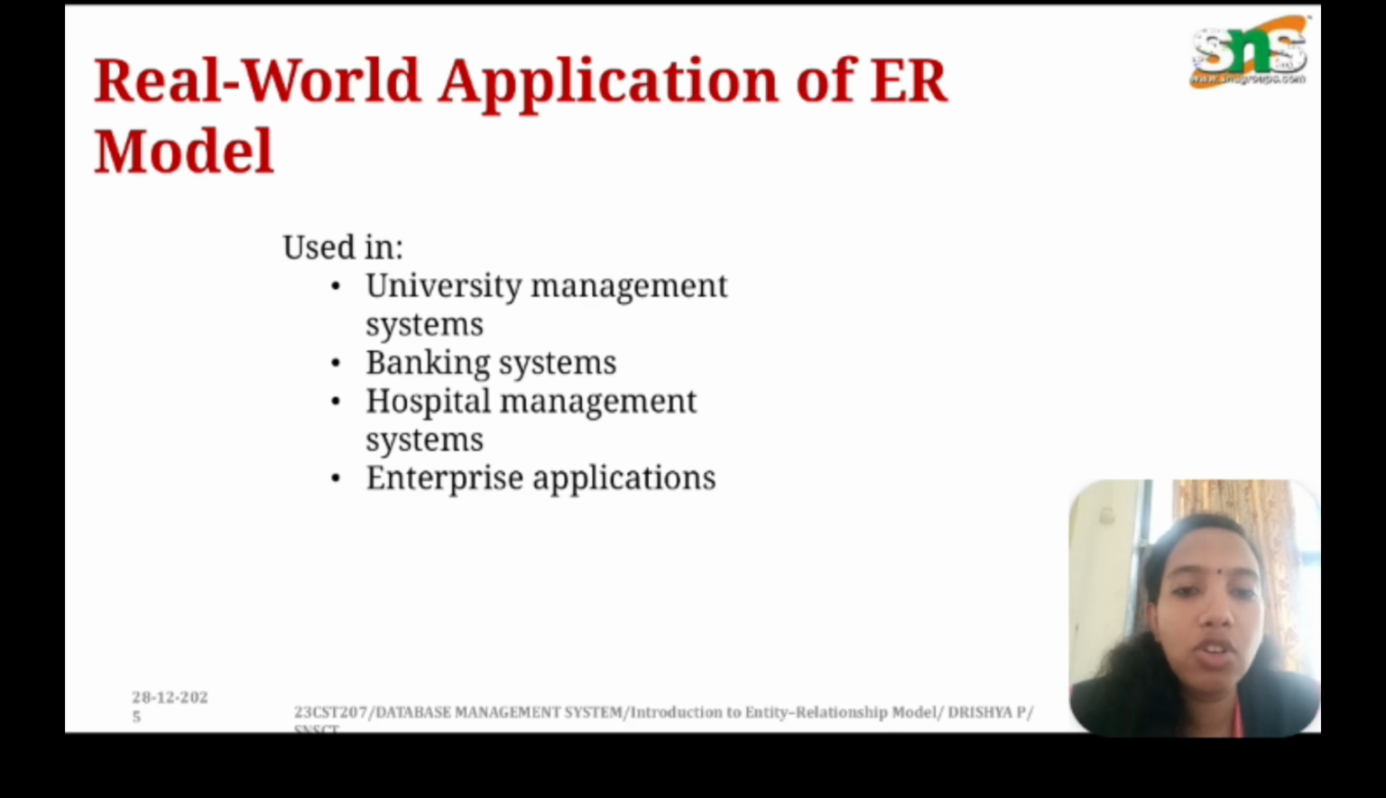Real world applications of the ER model: the ER model is used in university management systems, banking systems, hospital management systems, enterprise applications, hostel management systems, student management systems, and many more. We use the entity relationship model everywhere in the real world.